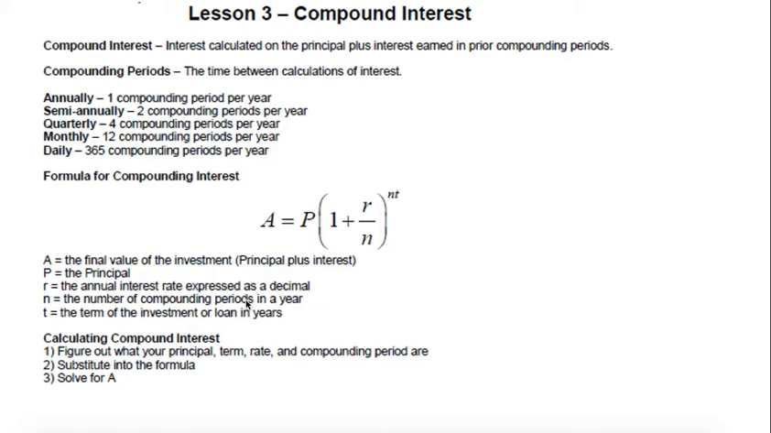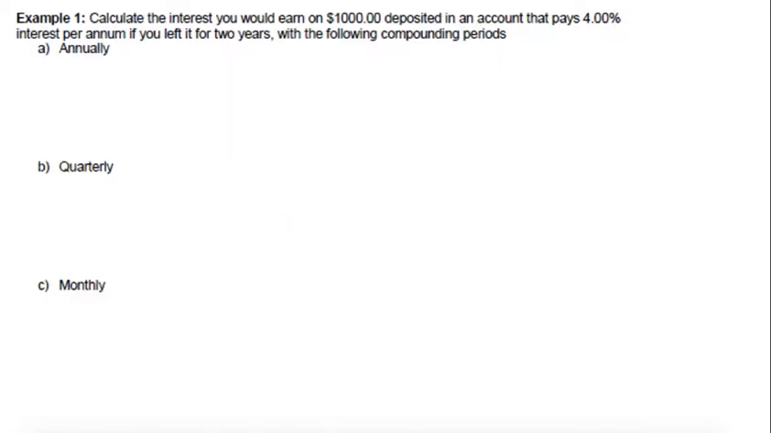So figure out what your principal, term, rate, and compounding periods are, substitute into the formula, and solve for A. That's how we're going to do this. Let's take a look at our first example. Calculate the interest you would earn on $1,000 deposited in an account that pays 4% interest per annum if you left it for 2 years with the following compounding periods.